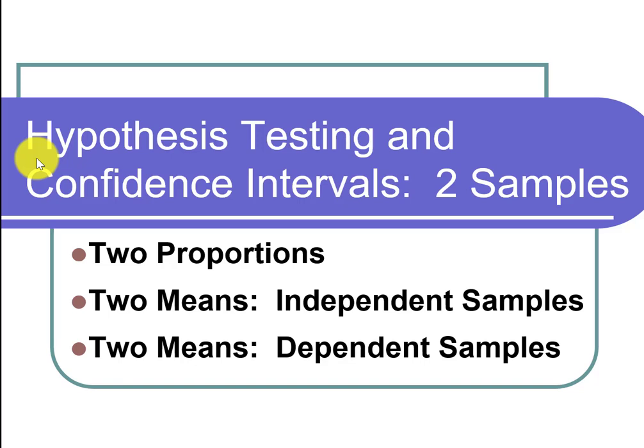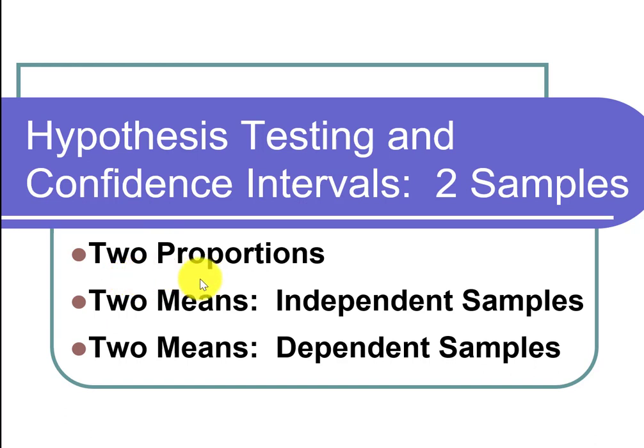This video is all about hypothesis testing and confidence intervals when we're looking at two samples. So we want to compare two populations and see if they're different, or one is bigger or one is less, or how much bigger or how different or how less. And we'll start out with proportions.